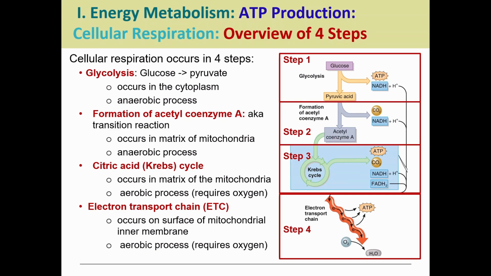And then the citric acid cycle or the Krebs cycle, this is also going to happen in the matrix, right, so in that inside part of the mitochondria, and we will need some oxygen at this point, a little bit. The main thing, though, when it comes to oxygen, is at the ETC, because oxygen will be the final electron acceptor at the end of the ETC. This is where oxygen really comes in and plays a heavy role.